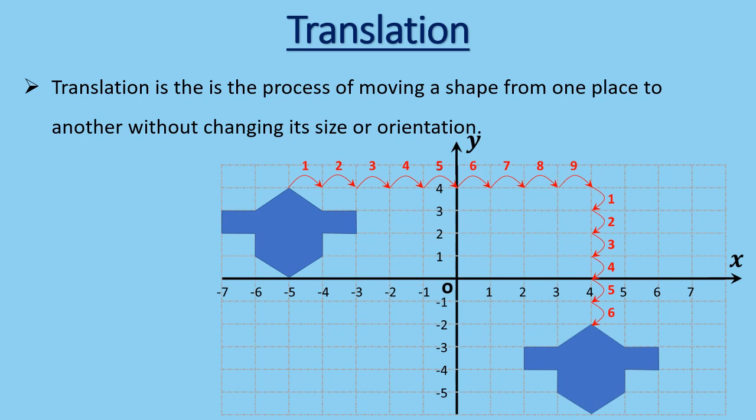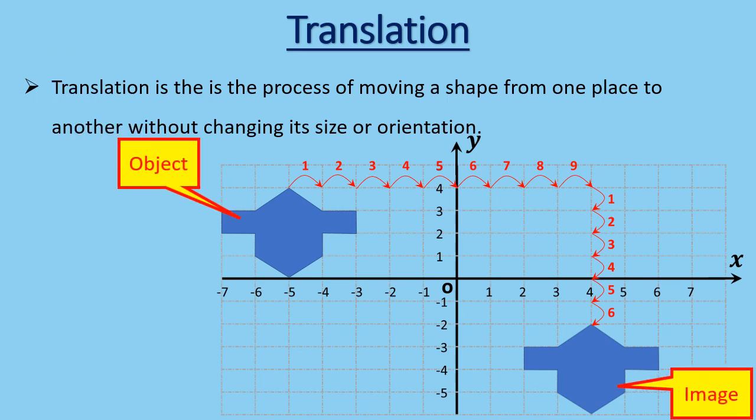The original shape is referred to as the object. The transformed shape is referred to as the image. If the vertices of the object are labeled A, B, and C, the image's vertices will then be labeled A', B', and C'. If there is a second transformation, the vertices will be then labeled A'', B'', and C'', and so on.